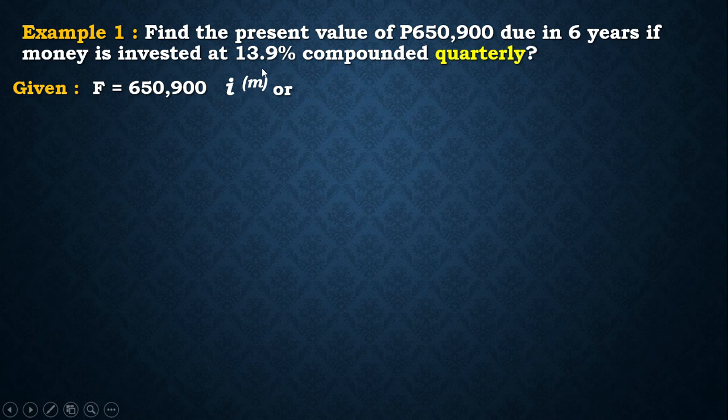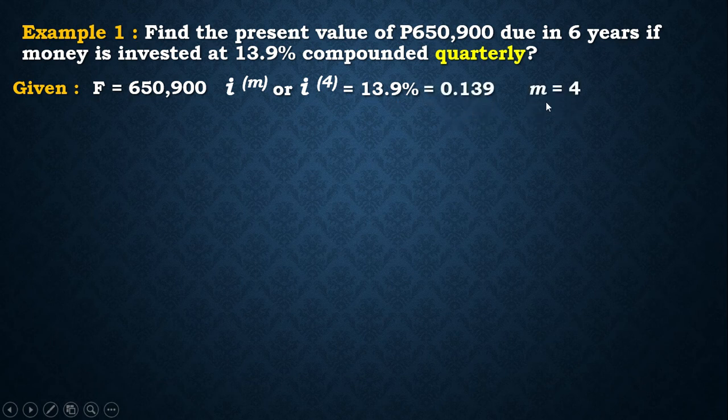The second given will be the i raised to m or the nominal rate. This m will be replaced by 4, because it is quarterly. So i raised to 4 is the nominal rate or the annual rate, that is equal to 13.9%. When it is an interest rate, we always divide it by 100. So 13.9 divided by 100 is 0.139.